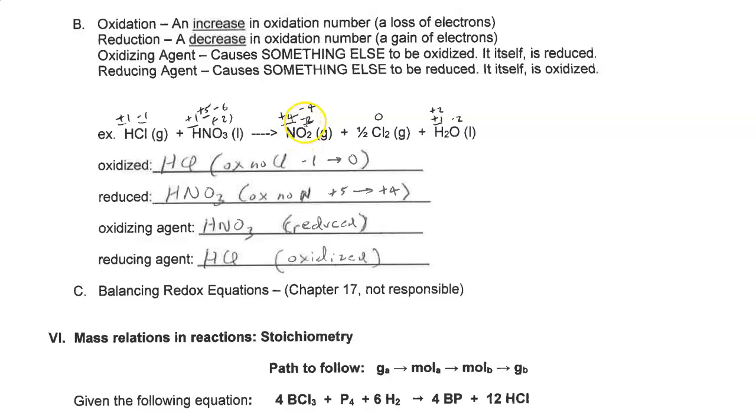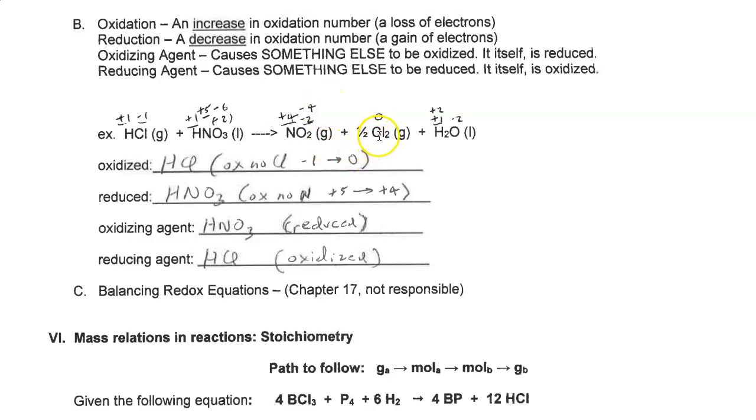2 of them. At minus 2 apiece, that's a total of what? Minus 4. If my oxygens add up to minus 4, what does this nitrogen have to be? It's got to be a plus 4. You see that? Because the sum of the oxidation numbers has to add up to 0. If my oxygens are minus 4, plus 4 minus 4 equals 0.